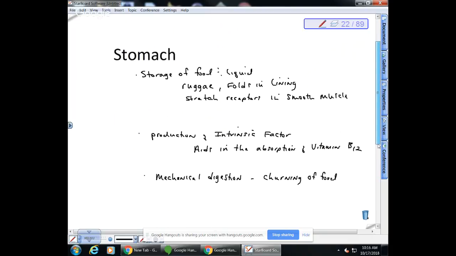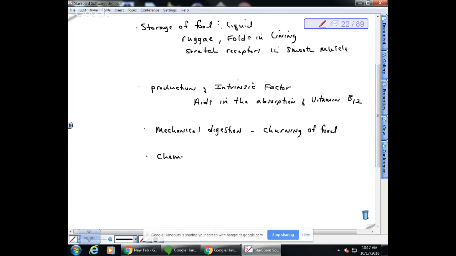We also have chemical digestion. And this occurs in the gastric pits. So we actually have the epithelial tissue kind of infolding. Gastric means stomach, and so it's an infolding of the epithelial tissue. And in these gastric pits, we have different types of cells. So we have parietal cells. Parietal cells produce hydrochloric acid.